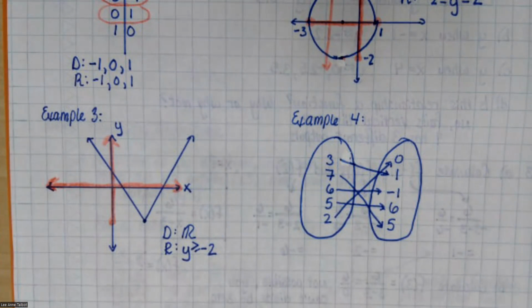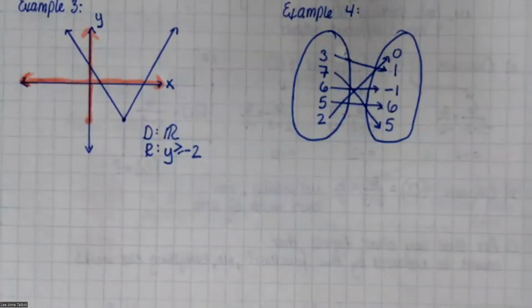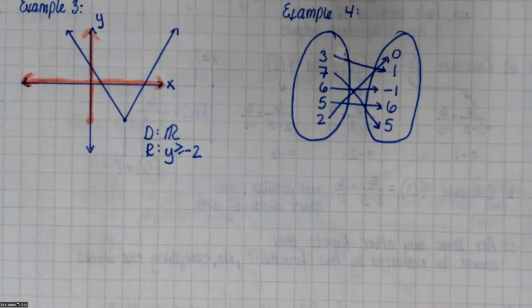Okay, so number 4, example 4. Do you guys know what this thing is called? Anybody remember? What is this thing? It starts with an M, ends with an apping, rhymes with napping. It's called a mapping. Have you never seen a mapping before? Has anyone seen a mapping before? Okay, one person. Well, I'm really glad we're doing this then.